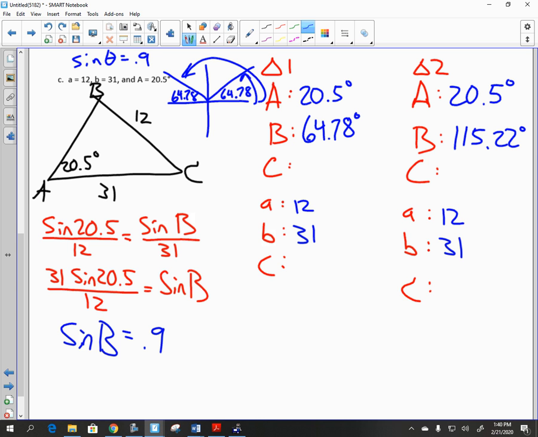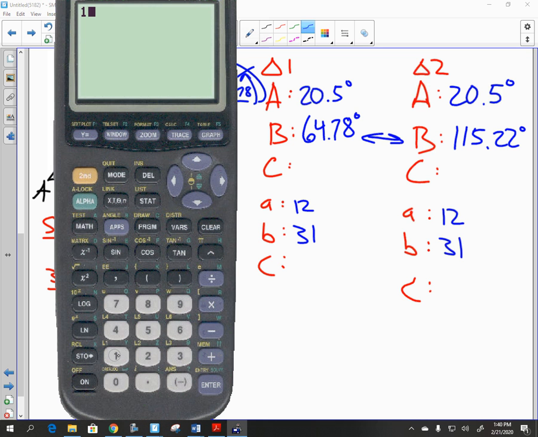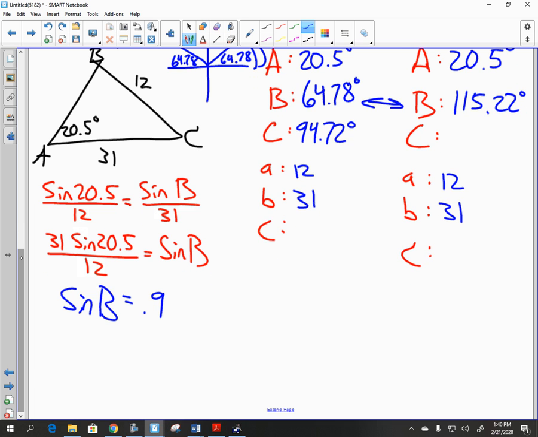So let's go to JJL's point. Now that you have these, you can just solve them. You just use this one and move back and forth. JJL, how do we find this angle C? So I got 180 minus 20.5 minus 64.78. I get 94.72. I'm not going to make you draw it. You just got to find them.